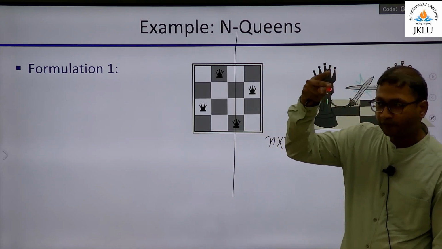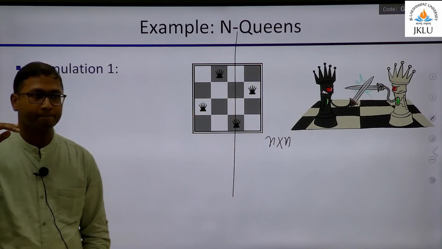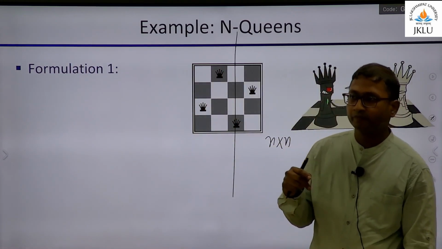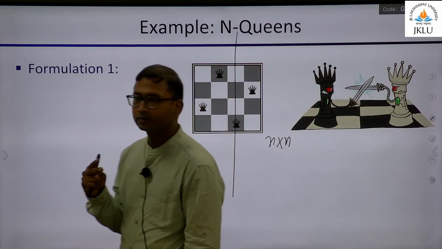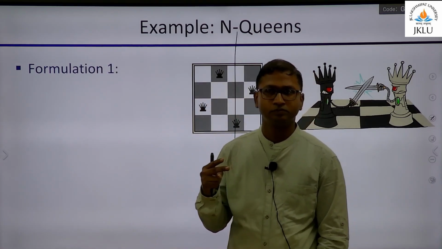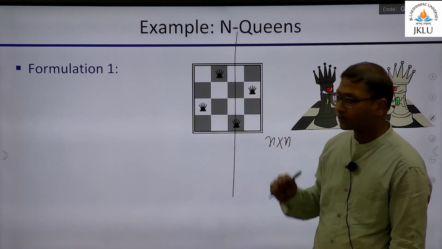Remember, we have to come up with these 2 things. What 2 things? We have to come up with 2 things. कौन सी 2 चीजें थी? Variables and domains. Variables क्या रखोगे इस केस में?